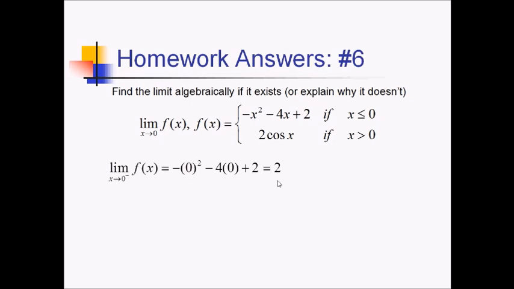For the right-sided limit, we have to plug 0 into the after rule here, so 2 times the cosine of 0. Now, cosine of 0, you might remember, is 1. That's just the x value on the unit circle at the angle 0. So that's just 2 times 1, which is just 2. Since the left and the right side limits agree, since they're both 2, that means that the two-sided limit at x approaching 0 is also going to be 2.